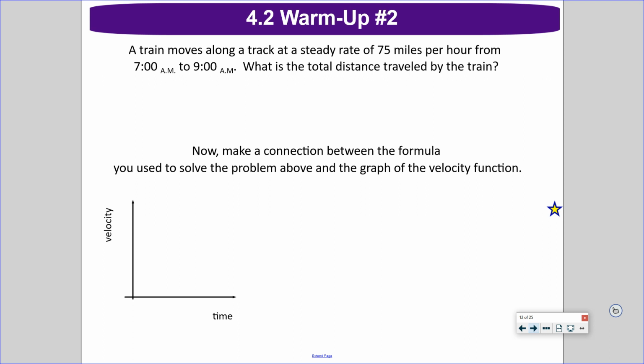Okay, anybody got a guess? 150 miles. What's your guess? 75 miles. What's your guess? 150. Your guess? Jason. 150. Because it's for 2 hours. So if we're going 75 miles per hour, 7 to 9 is how many hours?